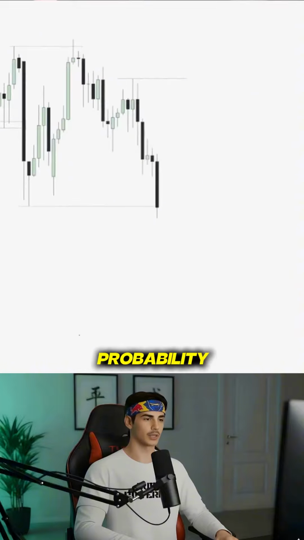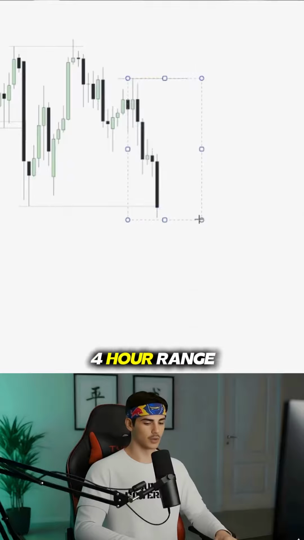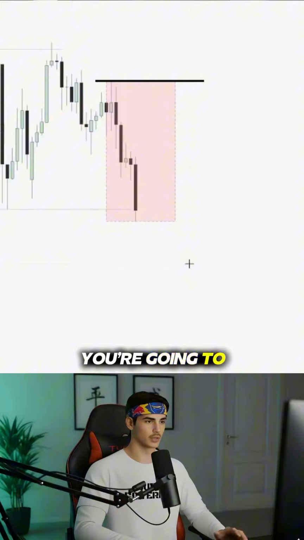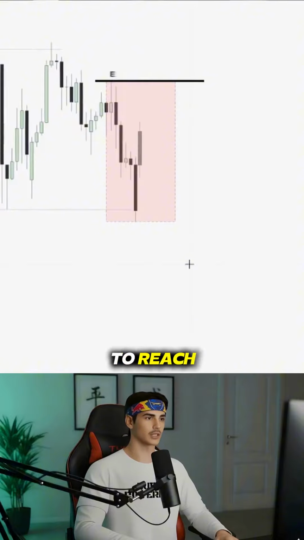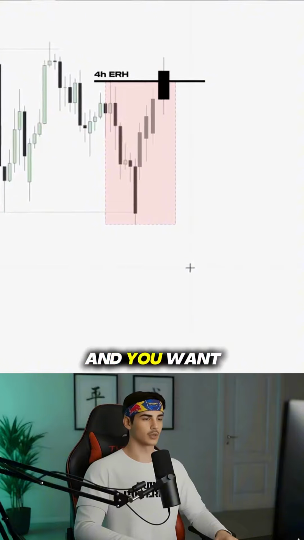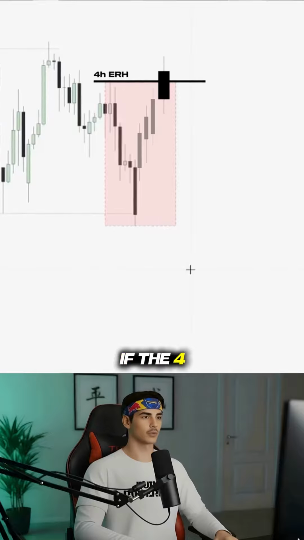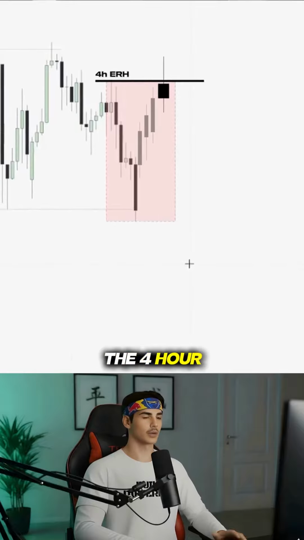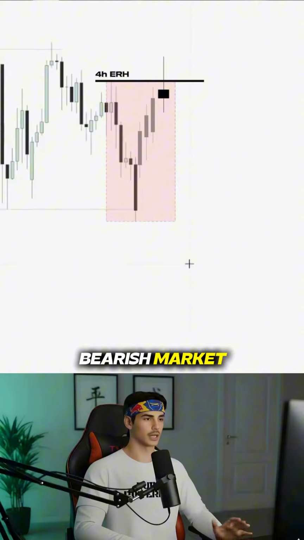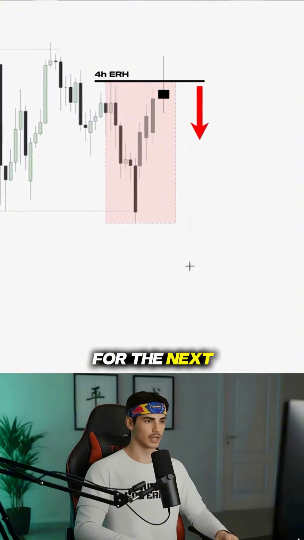Now, for higher probability setups, if the 4-hour is bearish, mark the last 4-hour range high using a range box, like so. Next, you're going to wait for price on the 4-hour to reach the external range highs, and you want to identify if the 4-hour candle that swept the 4-hour external range highs in a bearish market closed with a wick and back inside the range. That gives you your bias for the next trading session.